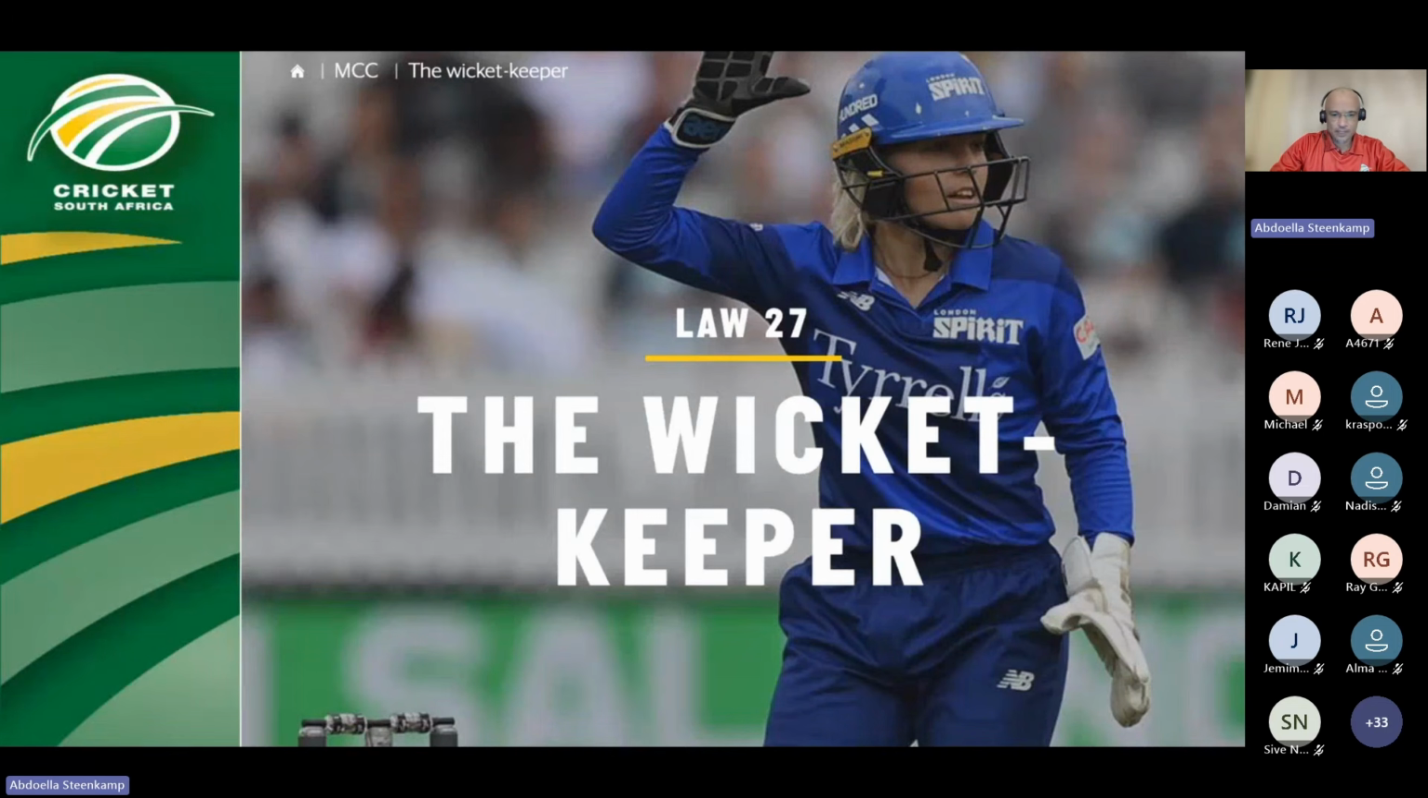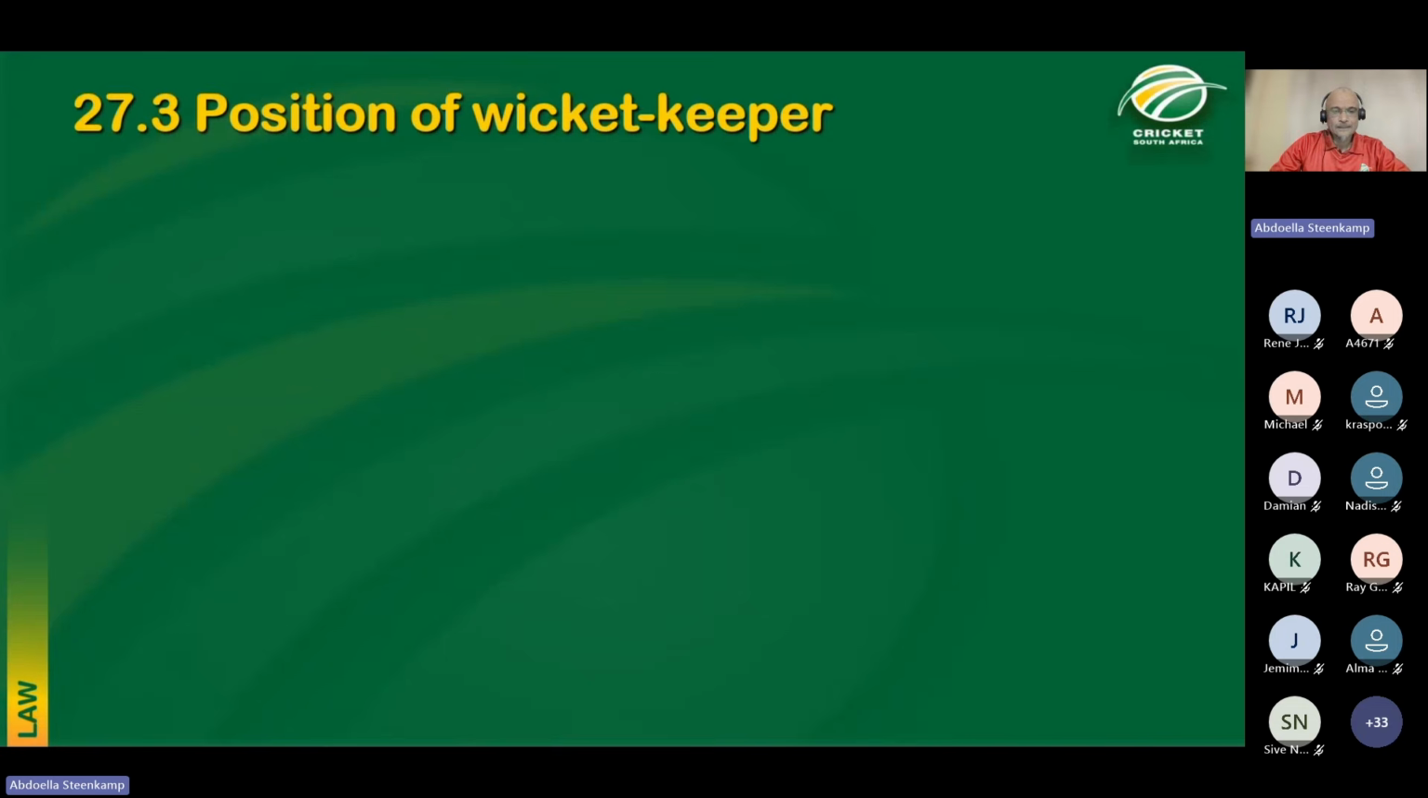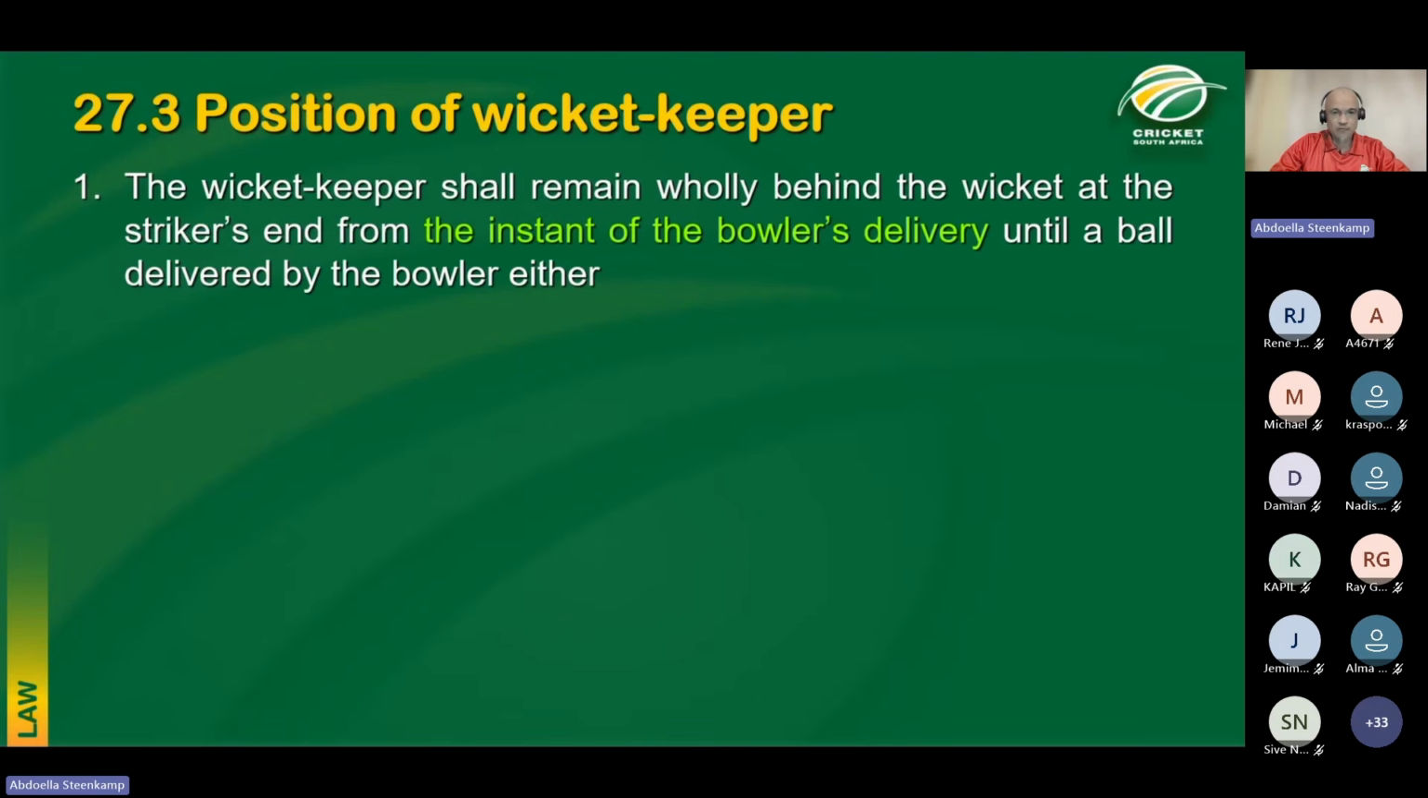Next law is the wicket keeper. When it comes to the position of the wicket keeper, the law wants the keeper to remain wholly behind the wicket at the striker's end from the instant of the bowler's delivery, from the instant that the bowler releases the ball. Keeper needs to stay behind the wicket at the striker's end.